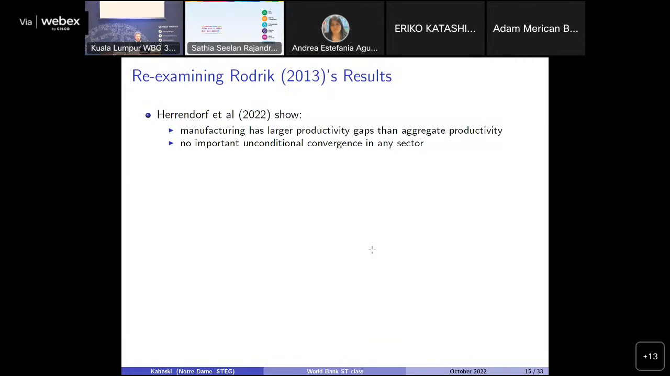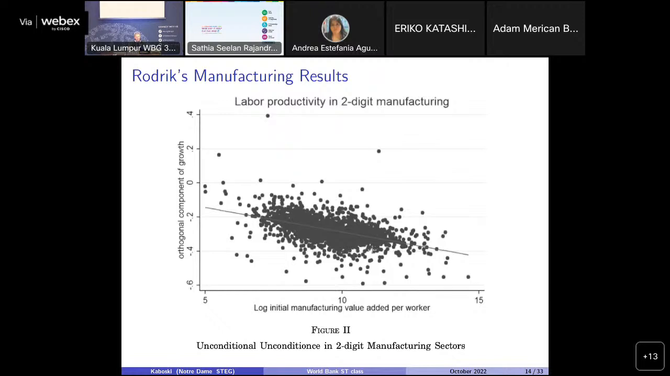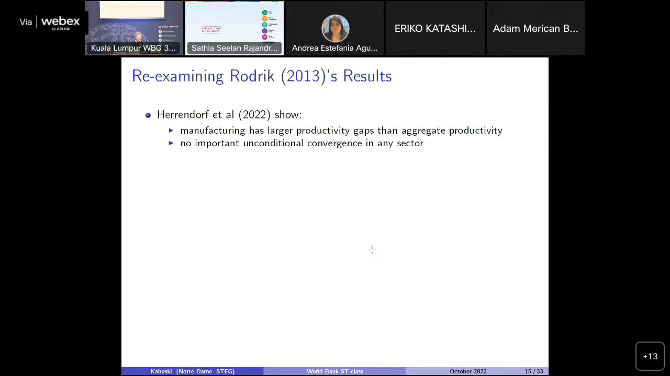There's a recent paper by Berthold Herrendorf, his last paper I think that he wrote, Richard Rogerson and Ákos Valentinyi, kind of re-examining this 2013 result by Rodrik. Rodrik relies on UNIDO data, industry level data from firm coverage. These authors construct aggregate macro data to look at the convergence. And the first thing that they're going to show is that manufacturing has larger productivity gaps than aggregate productivity. And then the second thing they're going to show is that there's no important unconditional convergence in any sector, they're going to claim.